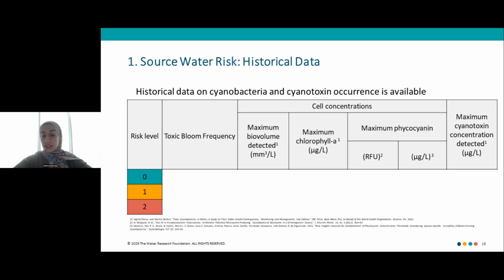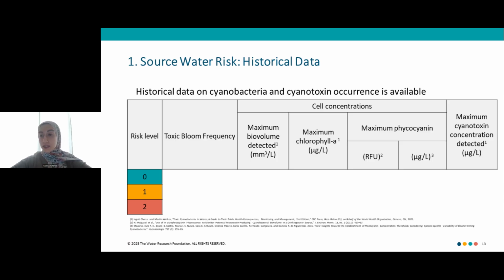So in case a utility does have biovolume data, they can use that column just for biovolume, but if they don't, then they can use the columns for phycocyanin. And again, if they don't have either, they will have to use chlorophyll data. So for example, if a utility has a bloom once every few years, then they would be in a category of risk level 0. And if they do have multiple blooms in one season, they can be in the frequent risk level for that parameter. And then you will see that for each parameter, we have thresholds that have been compiled using different resources.